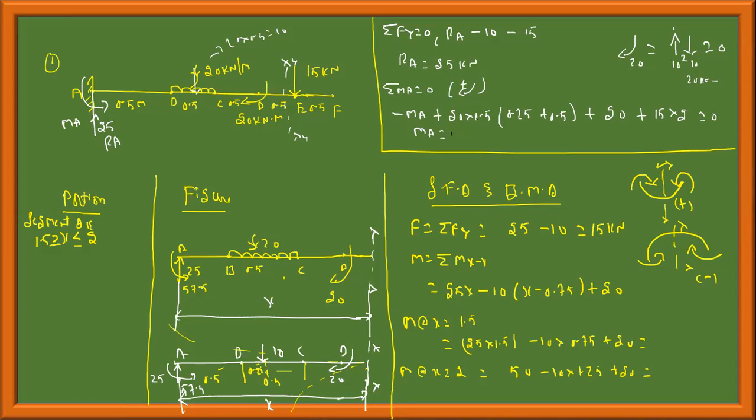57.5. M at x equal to 1.5, right? Yes, sir. Okay. One more thing: when I make this type of mistake, you should tell me. I always forget this moment. There is a moment of 57.5 acting at this section, acting like this, so it is minus 57.5.